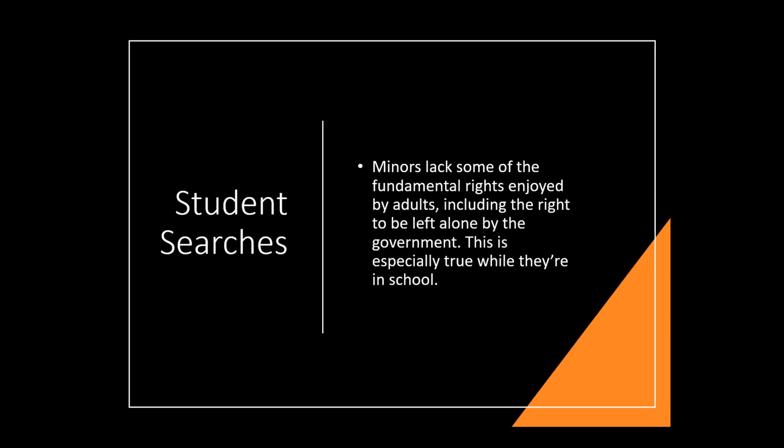All right, student searches. What we're going to say about student searches is that minors lack some of the fundamental rights enjoyed by adults. And this is particularly true when you're at school. Now, you don't lack all rights. Much like prisoners, you're not civilly dead. You still have some rights. So the conclusion of the court is you're almost a probationary prisoner, or perhaps almost a probationary citizen would be a better way of looking at it.